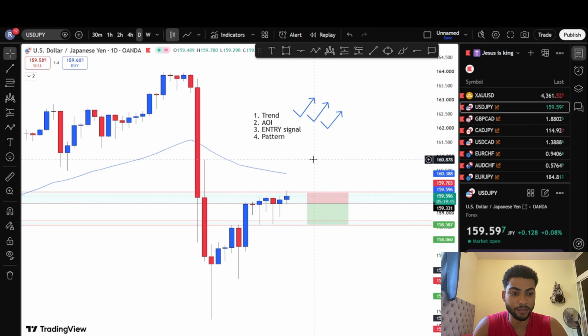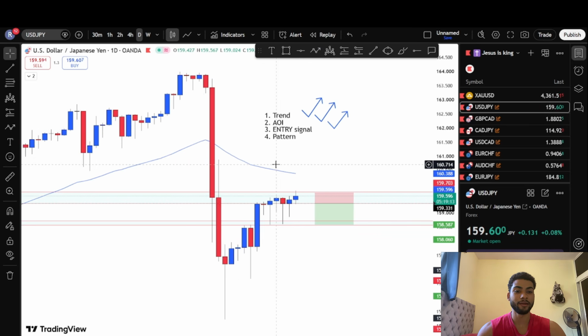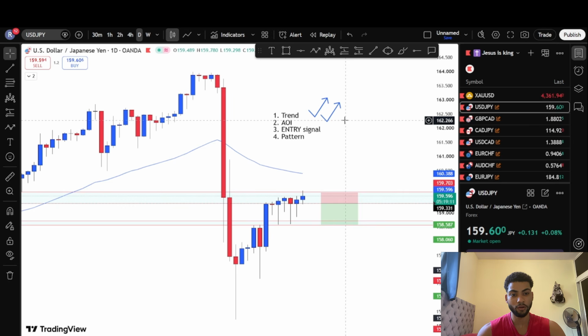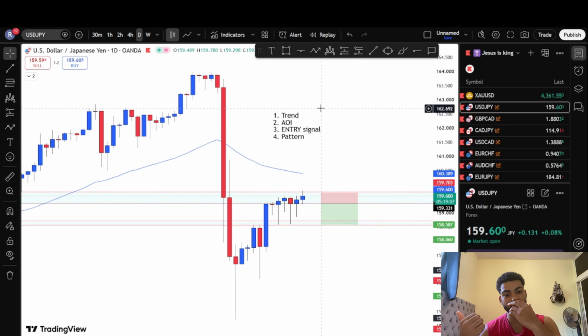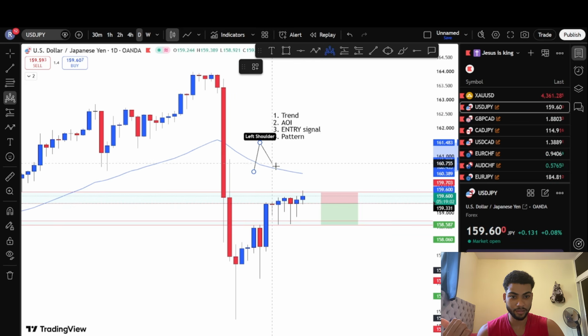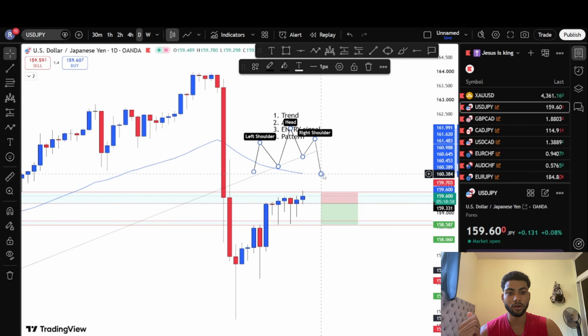And the fourth thing is pattern. I use two types of patterns. Number one is a reversal pattern, which is the head and shoulders, which is this pattern right here, this left head and then the right shoulder.